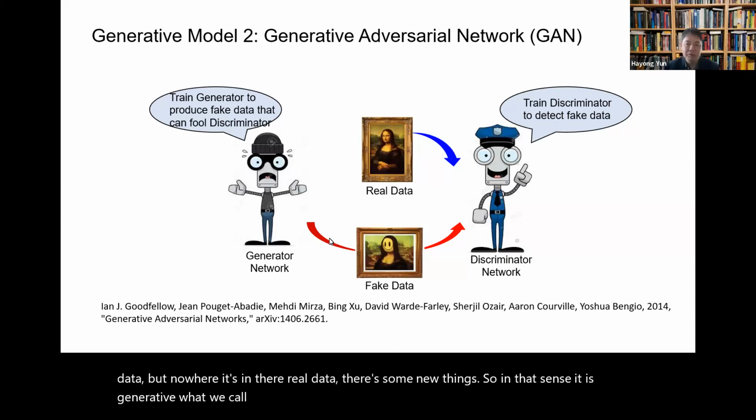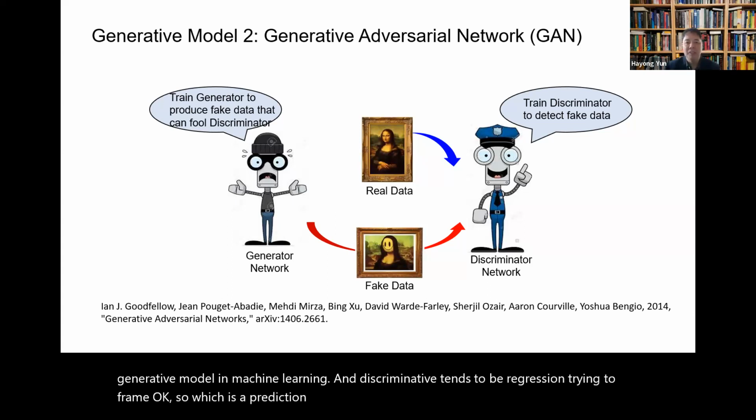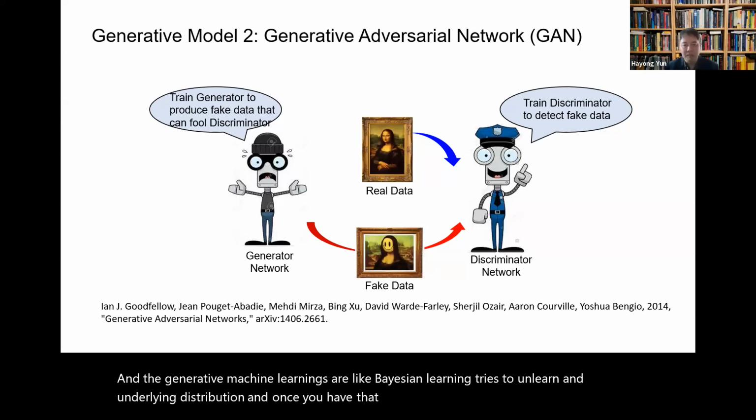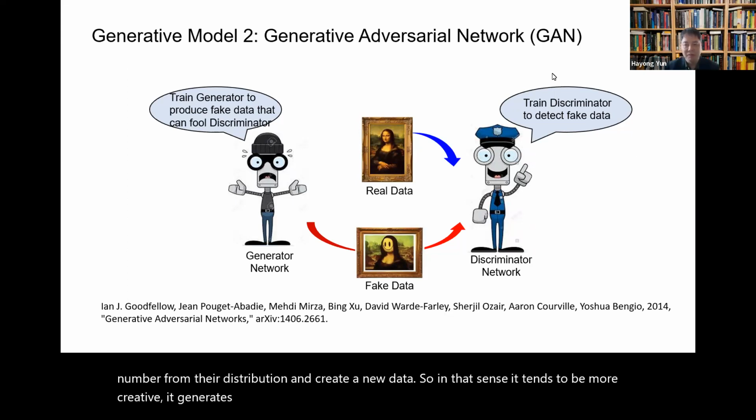Okay, so that was a quick mention of the discriminative and generative models in machine learning. Discriminative tends to be a regression kind of framework, where a prediction is like an interpolation. And generative machine learning is like Bayesian learning, which tries to learn an underlying distribution. Once you have that distribution, you can pick any random number from it and create new data. So in that sense, it tends to be more creative. It generates data. This was a quick overview of discriminative and generative networks.